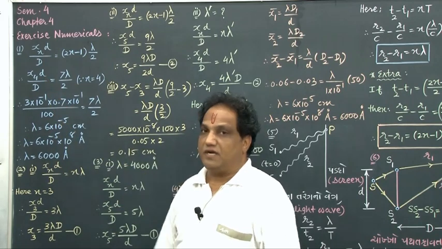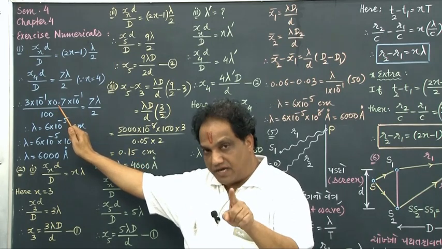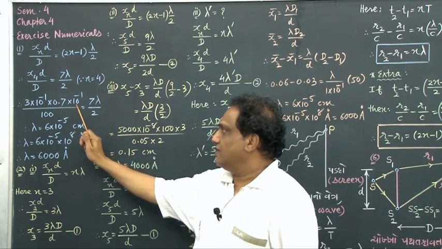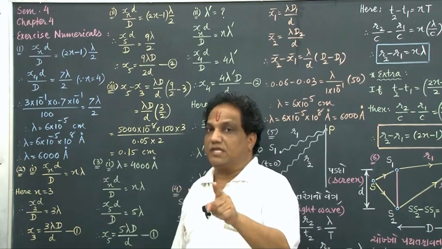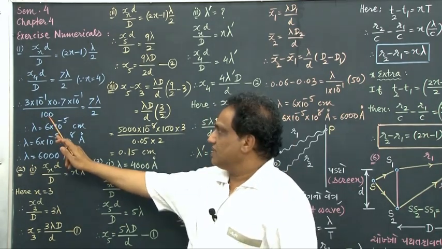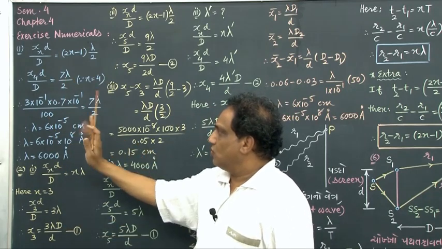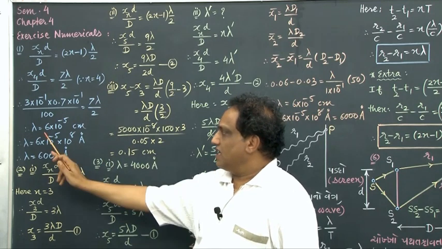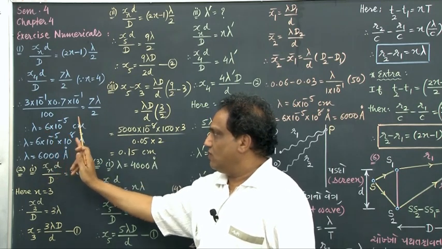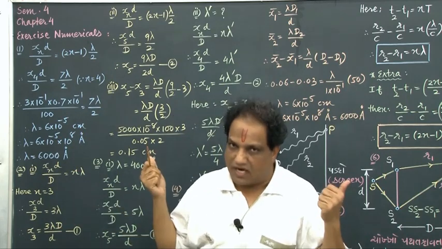What is small d? Distance between two slits, which they have given 0.7 millimeter. Again, convert it into centimeter, multiply by 10 raised to minus 1. What about capital D? Distance between slit and screen, which is 100 centimeter. And that equals 7 into lambda upon 2. Find out lambda from here. You will get the value 6 into 10 raised to minus 5 centimeter, because other distances we had taken in centimeter.